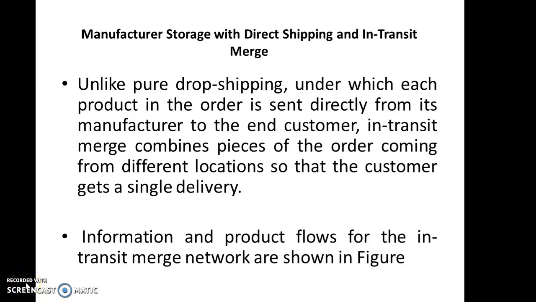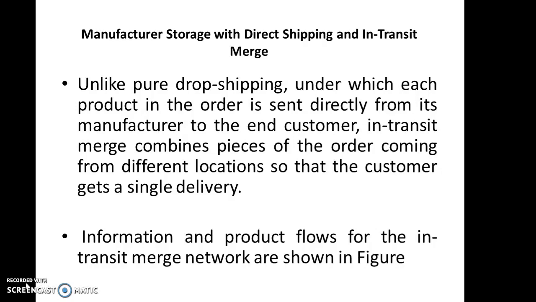Next, we move to the second distribution network design method, that is manufacturer storage with direct shipping and in-transit merge. So this is slightly different from the first one. We just add one more facility that is called in-transit merge. Unlike the pure drop shipping method where the product is directly sent to the customer from the manufacturer, here we are adding another feature, in-transit merge.